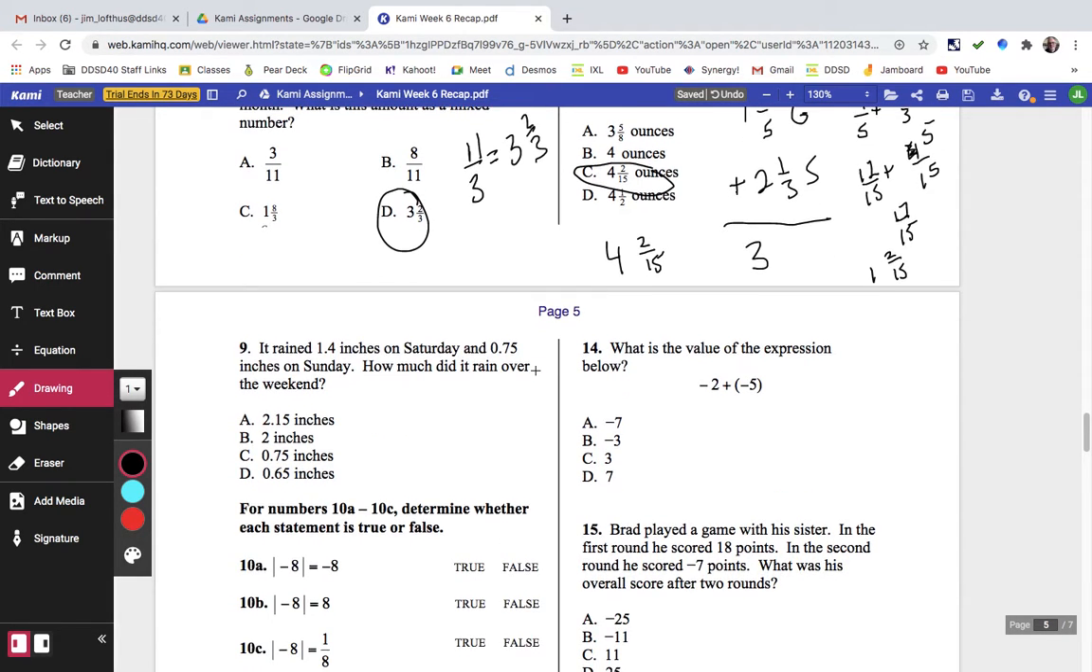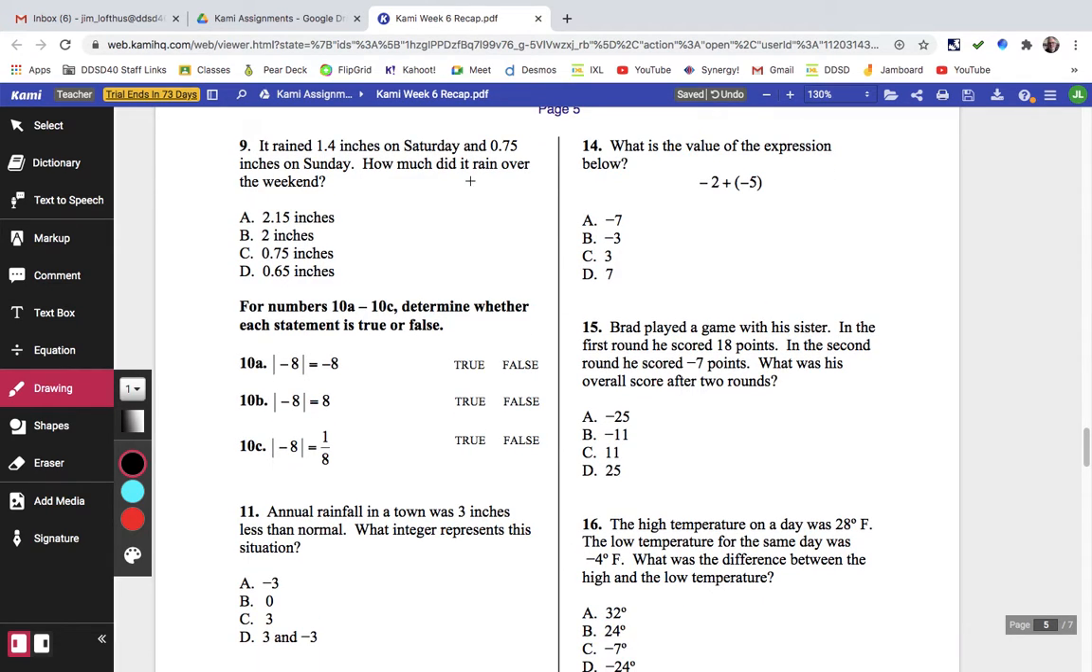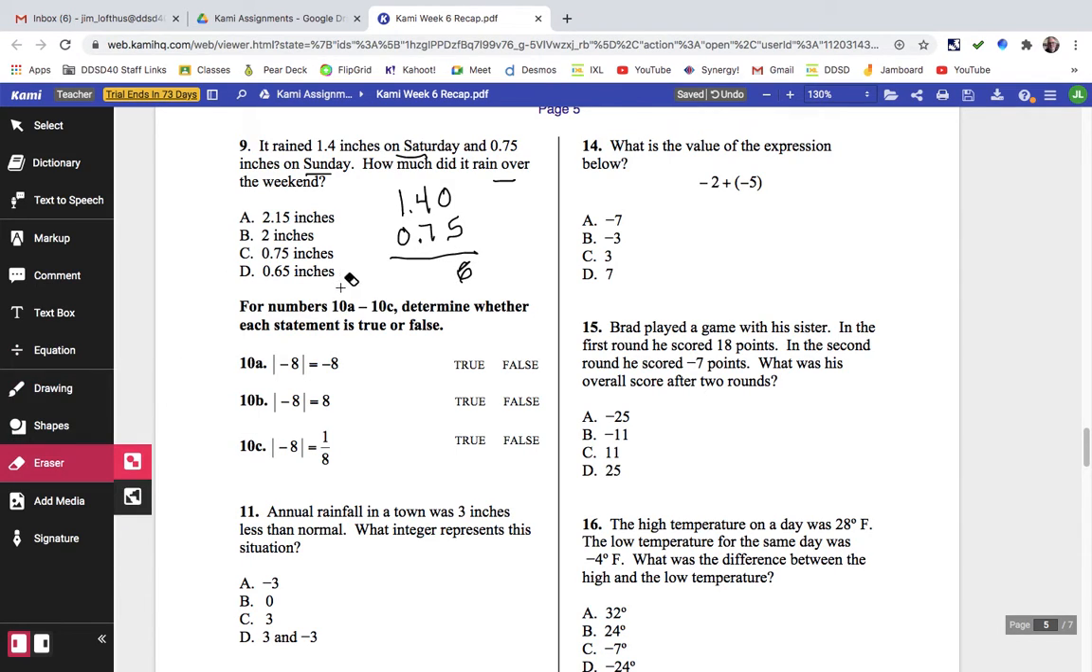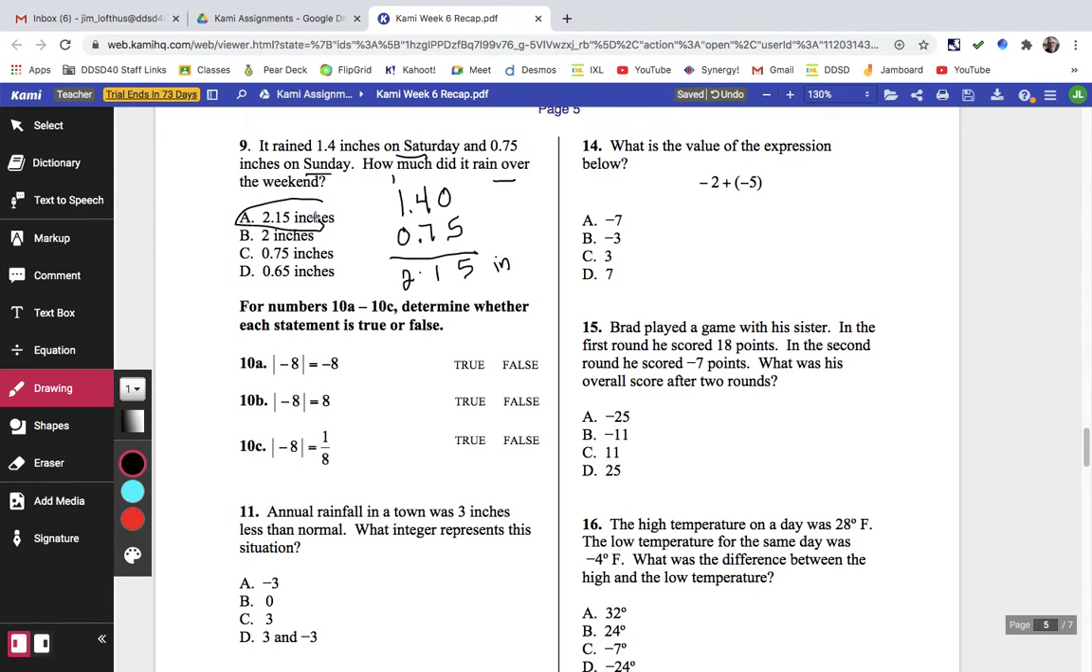All right, down to problem number 9. It rained 1.4 inches on Saturday and 0.75 inches on Sunday. How much did it rain over the weekend? So Saturday and Sunday make the weekend. I'll put a 0 right there. And that is 5. Well, let me make that a little bit better. There we go. All right, 0 and 5 is 5. 4 and 7 is 11. So 2.15 inches, and that is A.